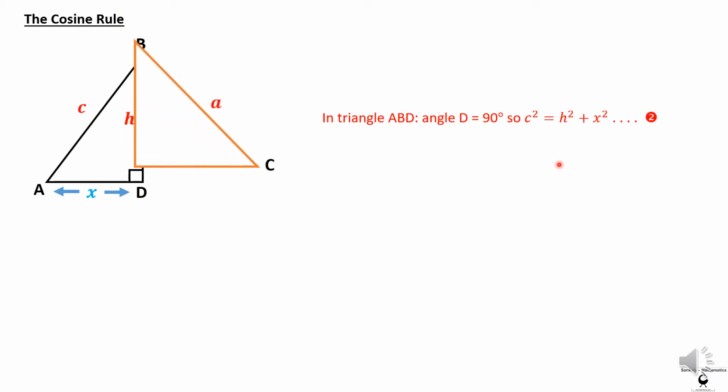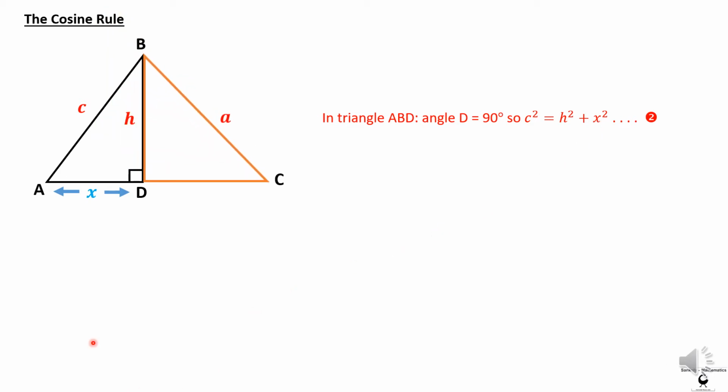Now let me bring in another triangle next to it. And let's suppose we say this is triangle BCD. All right, so the whole thing makes one diagram ABC. And let's suppose the distance from here, from A to C, is B.